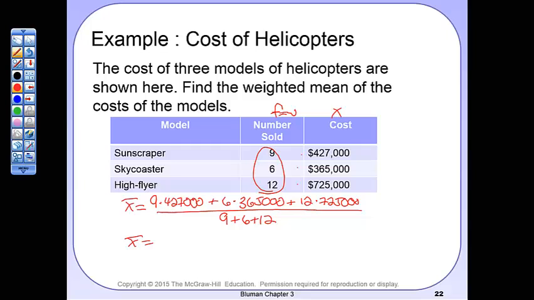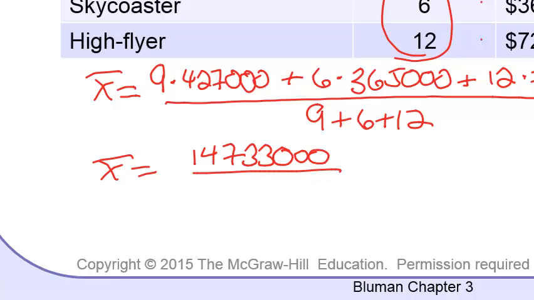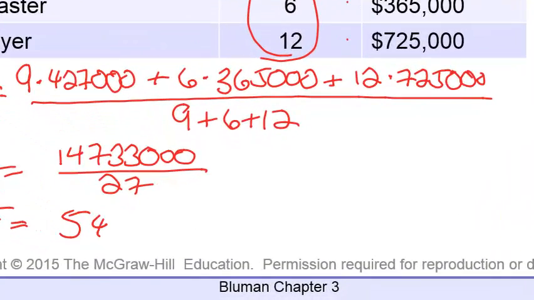And so we're going to get that we have $14,733,000 that we sold, basically, divided by the 27 airplanes that we sold. So our weighted average is going to be $545,666.67. Now I've rounded it to the nearest cent. It went on for a long decimal.